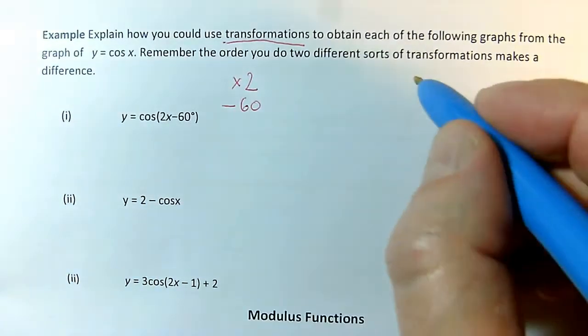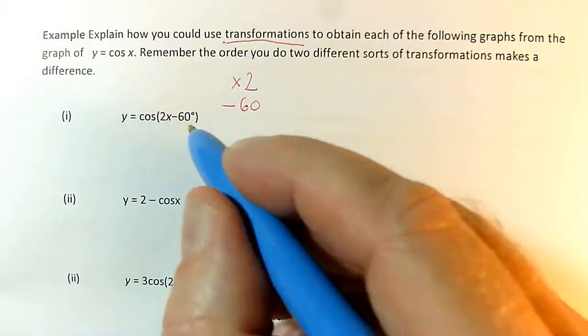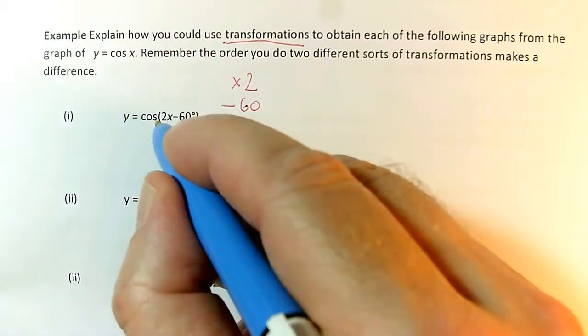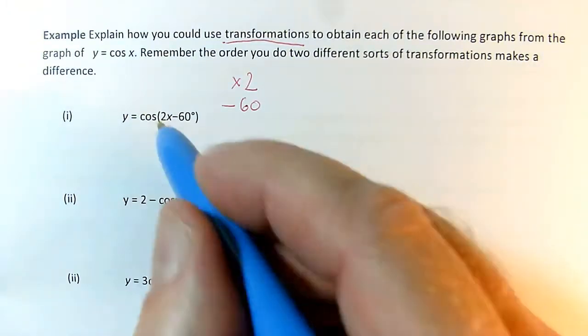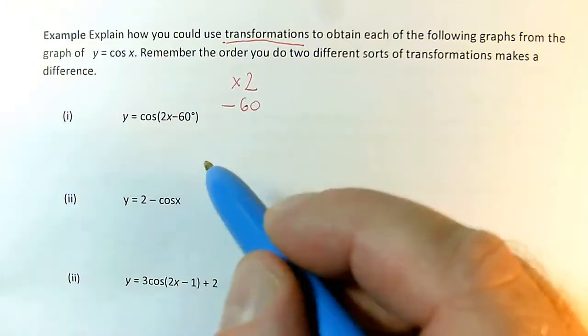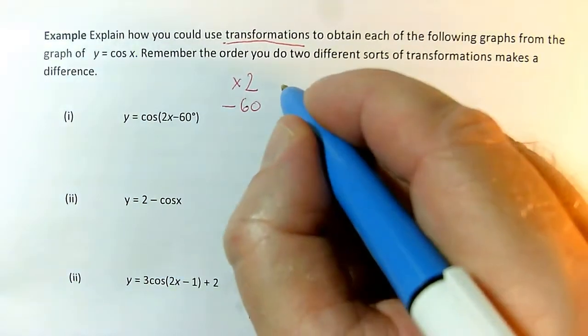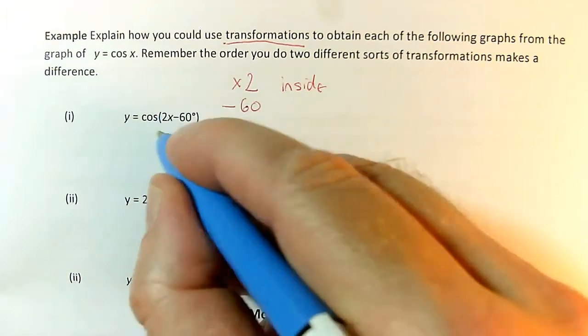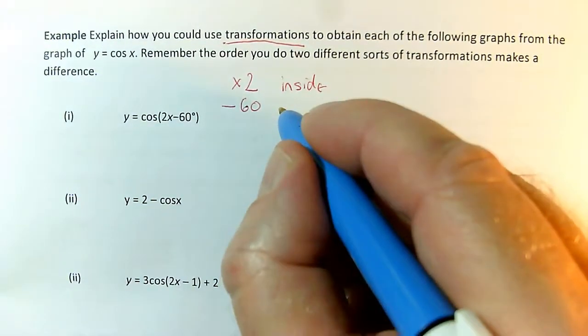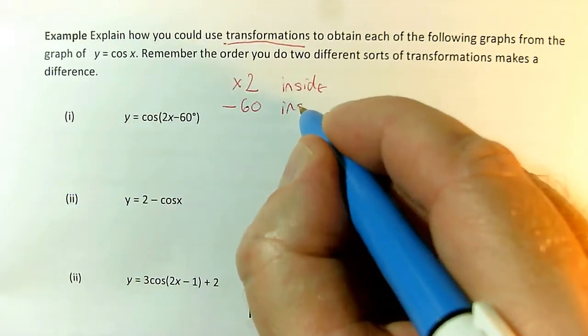Well, inside means that we're working inside a bracket. So you can see that the 2 is not in front of the whole cos x. I can't create that 2 by putting brackets around the whole thing and a 2 outside. So this is times 2 inside. And similarly, this minus 60 is inside the brackets. It's inside the cos function. So this is a minus 60 inside.